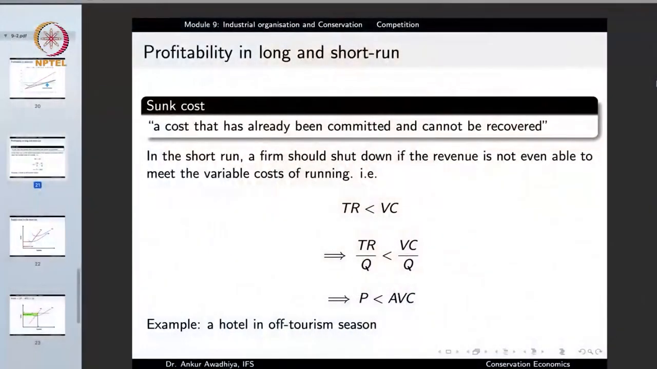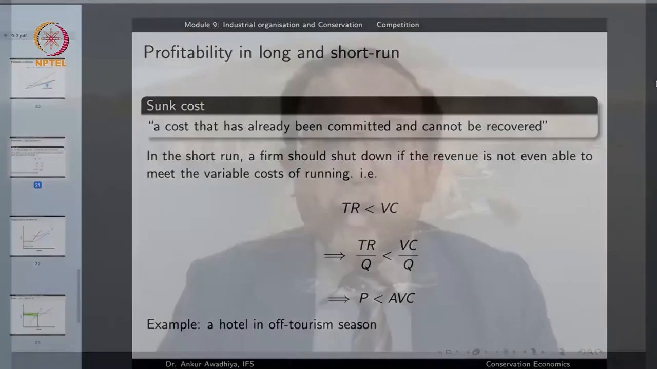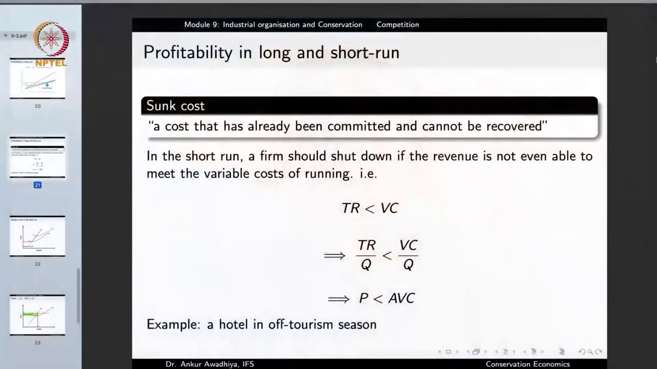So in the short run, the firm should shut down if the revenue is not even able to meet the variable cost of running, like the variable cost of paying the wages of those workers involved in cleaning of the premises or making and serving the food. Now in the off season, in the off tourism season, we should have at least that much profitability that we are able to meet the cost of these people, the variable cost of the firm.